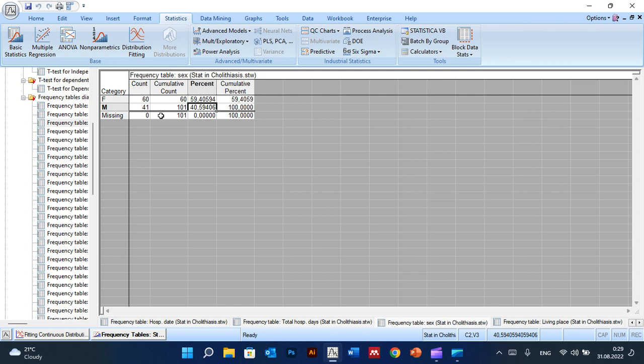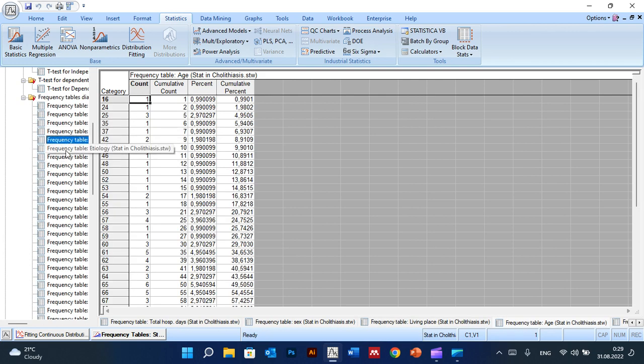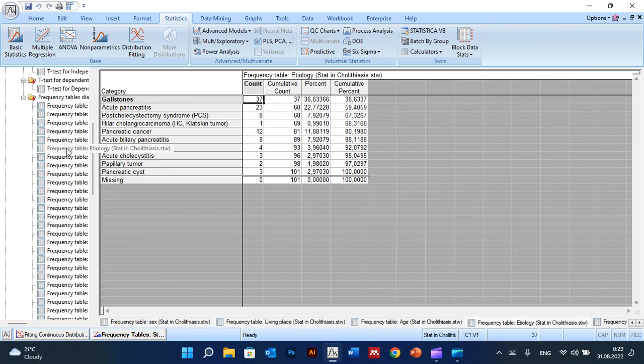If there is missing data, you need to take off this missing data. For example, if there is one missing data, you say 60 divided by 100 and multiply by 100, yes, and 41 divided by 100 multiplied by 100, and you will get the percentage. This percentage will be incorrect, and so on for the further frequency tables.